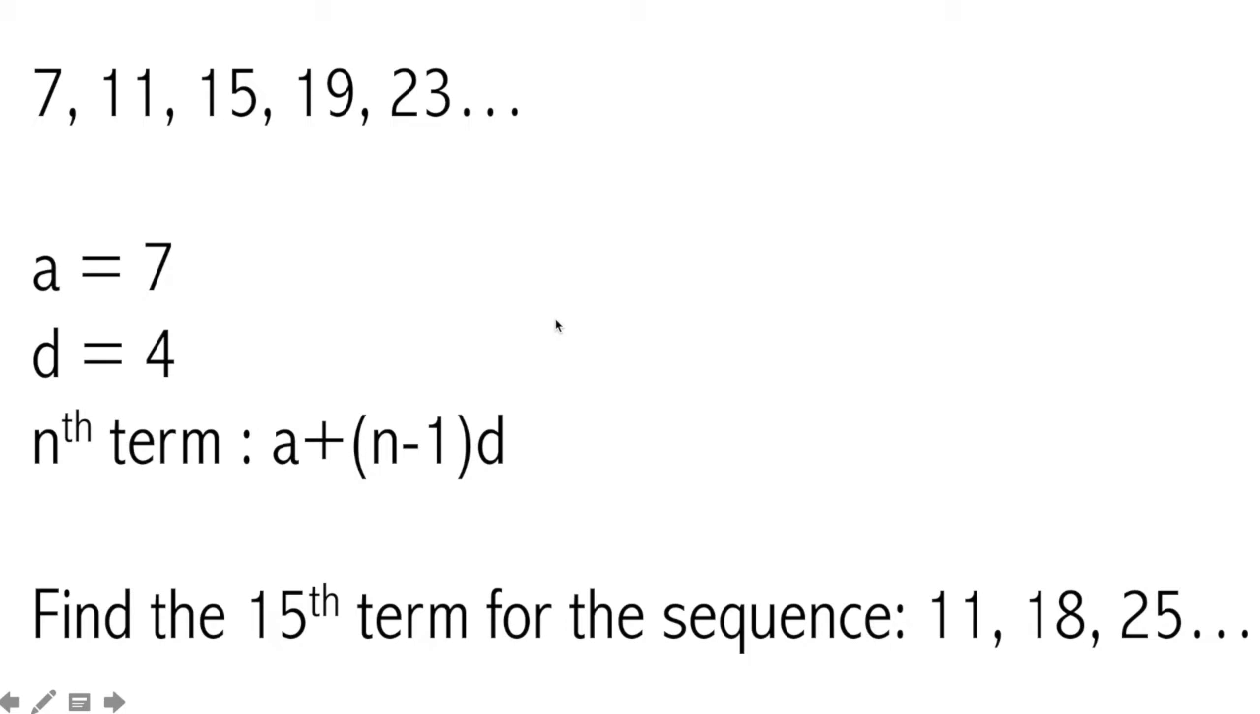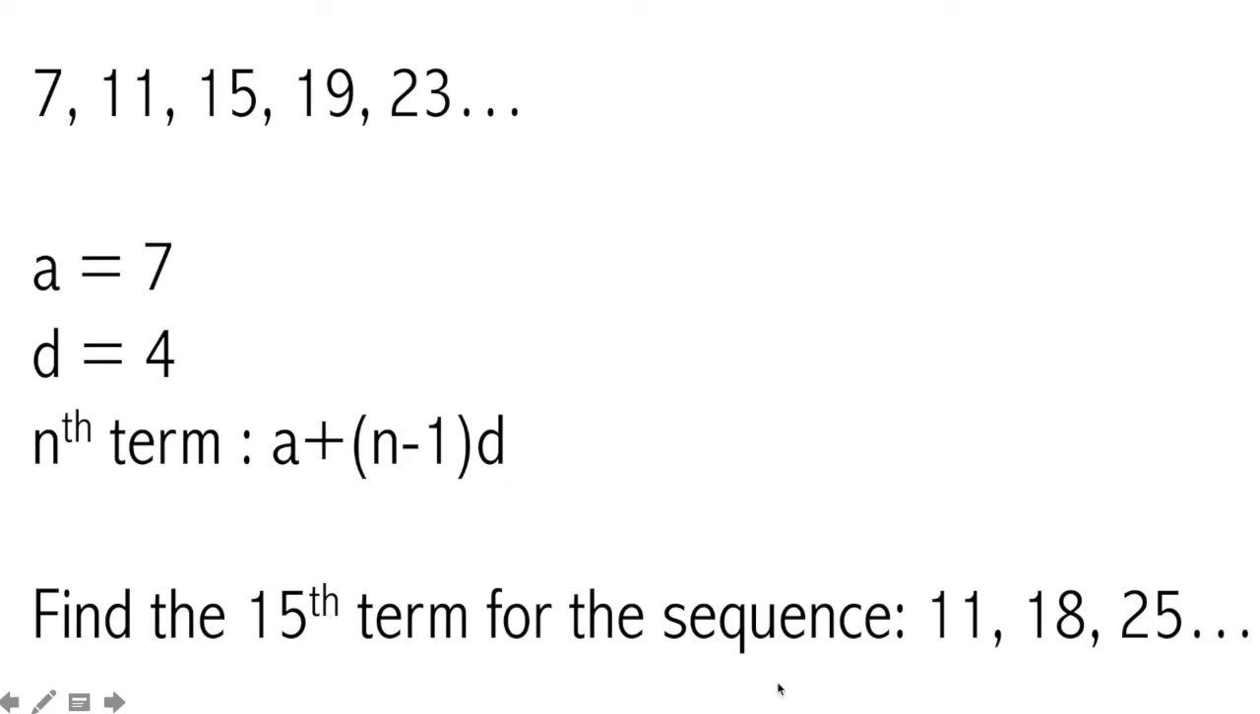Each arithmetic sequence has two important numbers. The first is A, which is the first term of the arithmetic sequence, and the second is D, which is the common difference. Here it's 4. Using these two, we can find the value of any other term. The nth term is given by the formula A plus (n minus 1) times D.